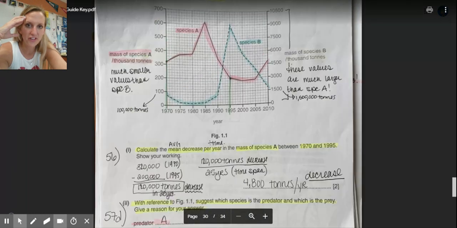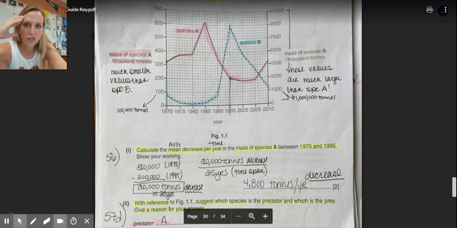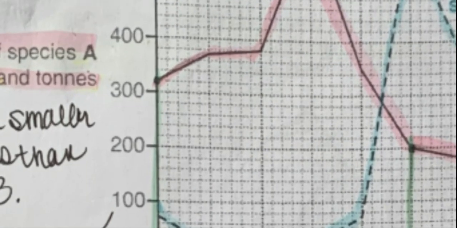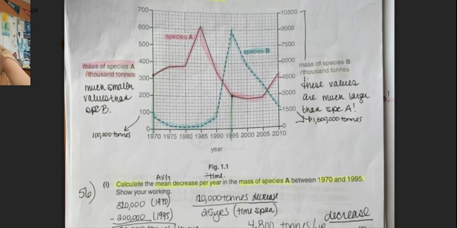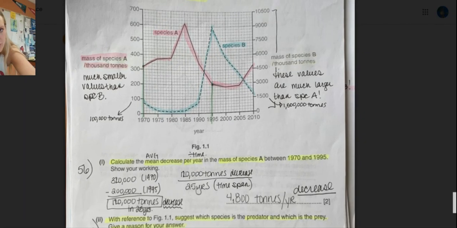So we're looking at species A, and this is between 1970 and 1995. So we're at my green lines. That's what we're looking at. We also need to consider what scale we're at. So we go 300 to 400. They must be counting by 20s: 320, 340, 360, 380, 400. So each line is counted by 20s. So in 1970, they're at 320,000 tons. 1,000 tons. Read your units.